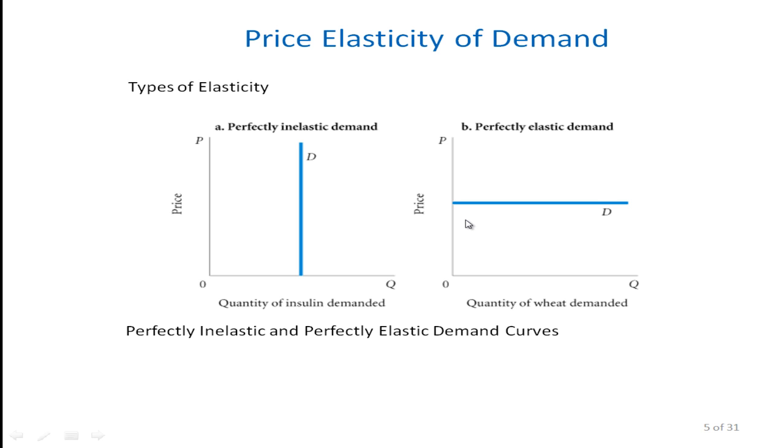Over here, we have what we call perfectly elastic demand. This is the case where you can sell as much as you want at the prevailing price. There's no reason for you to lower your price because you can already sell as much as you want at the prevailing price. And if you were to raise price even a little bit, you wouldn't be able to sell anything. Why? Because there are perfectly good substitutes. Other people are producing essentially the same product.